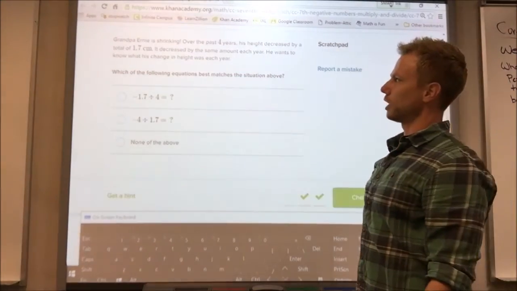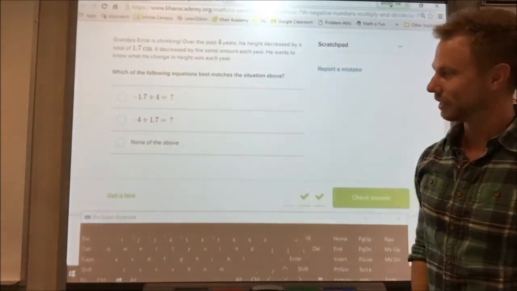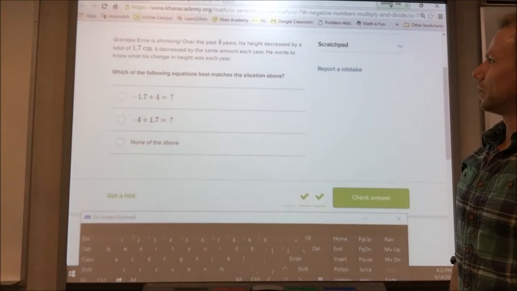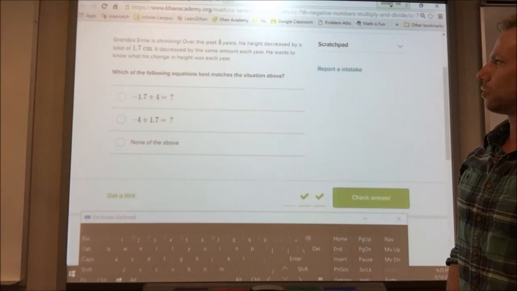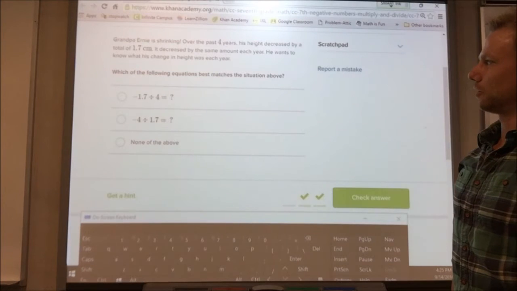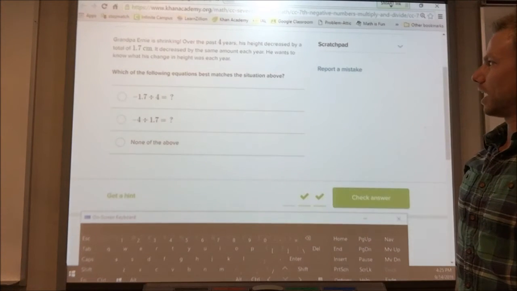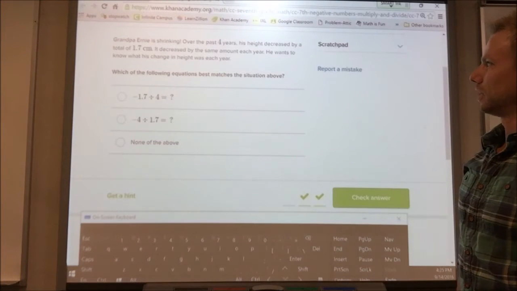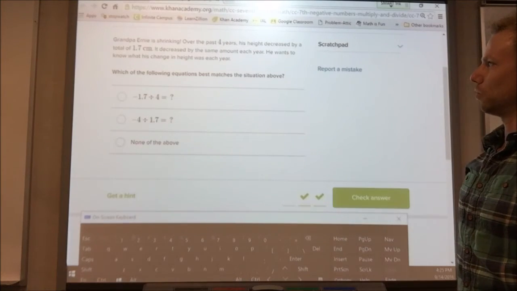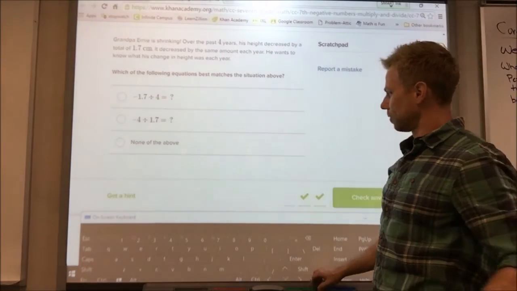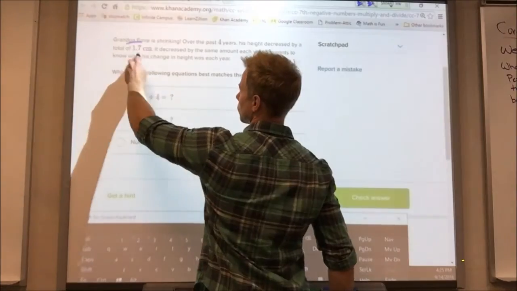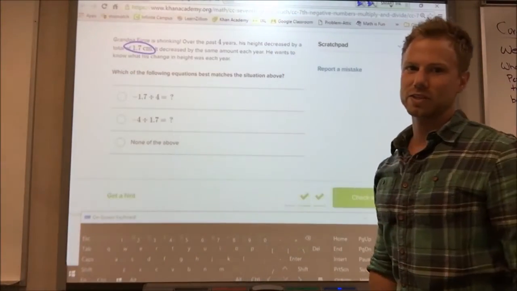Grandpa Ernie is shrinking. Oh no, that's no good. Over the past 4 years, his height decreased by a total of 1.7 centimeters. It decreased by the same amount each year. He wants to know what his change in height was each year. So again, the total over 4 years was 1.7 centimeters.